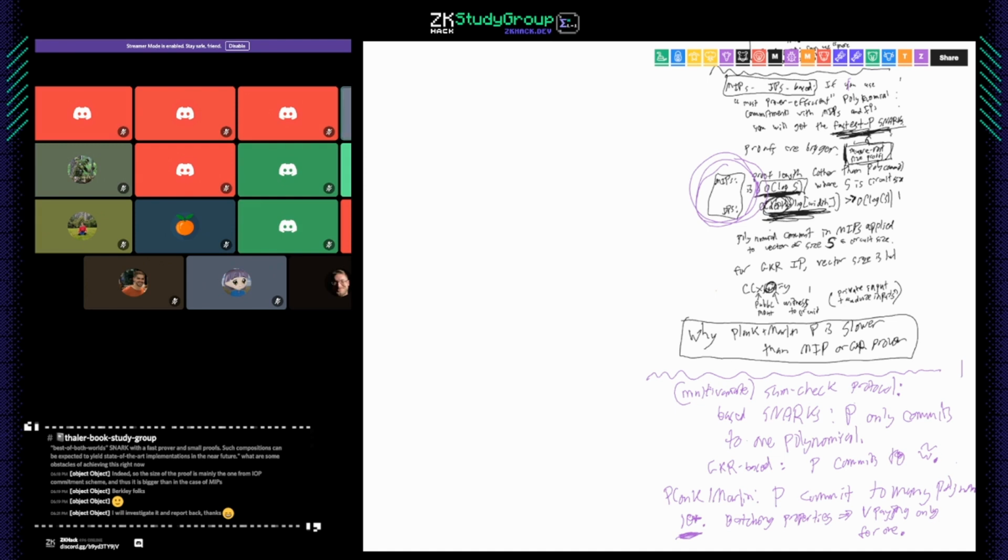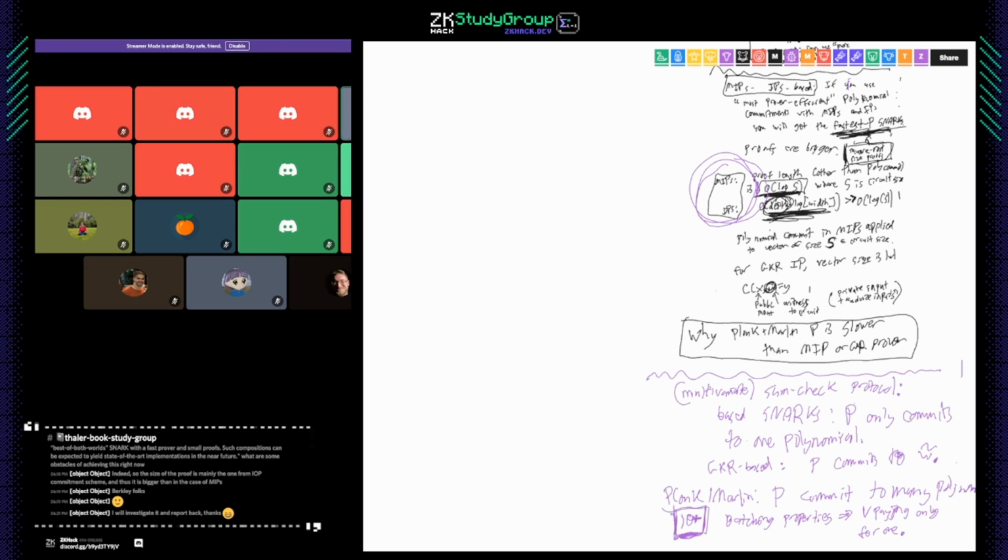But the prover is slower, again up to these caveats about being able to use generalized circuits, which can be smaller. So that's the difference, basically. That's where it comes from. And maybe next week I can say more about why this is happening.